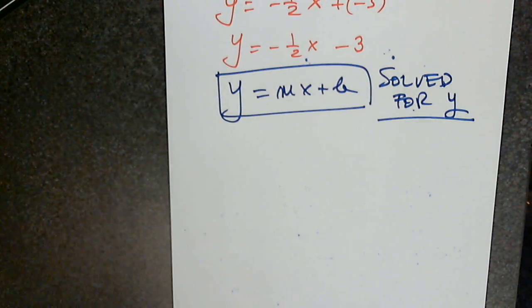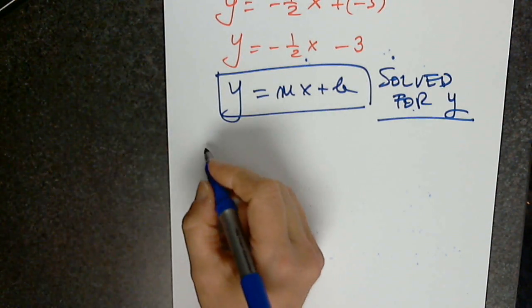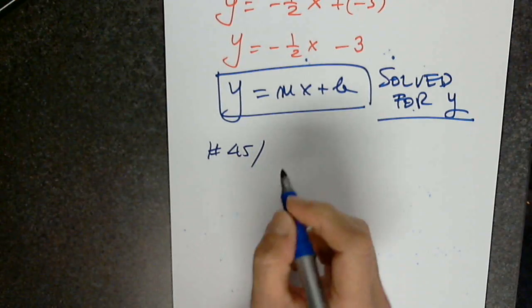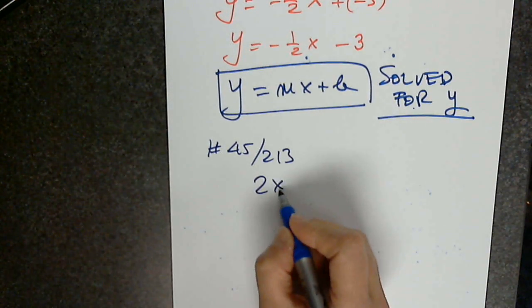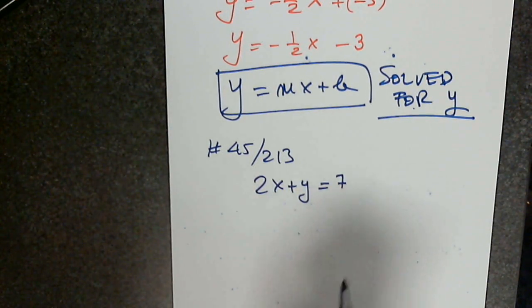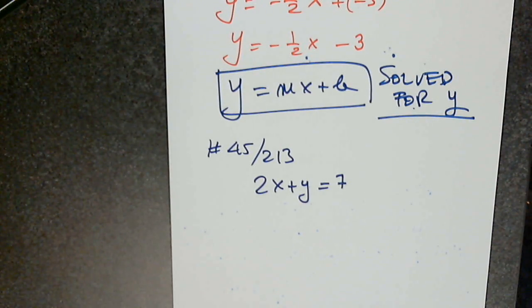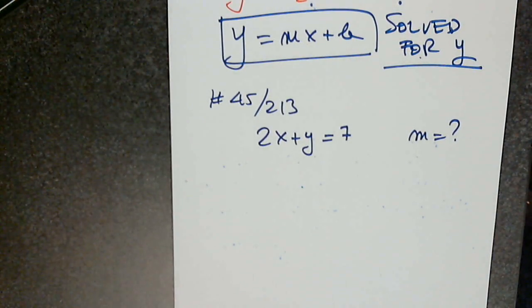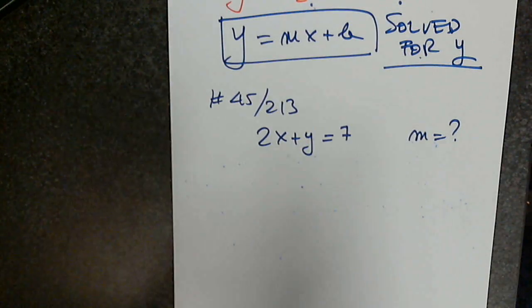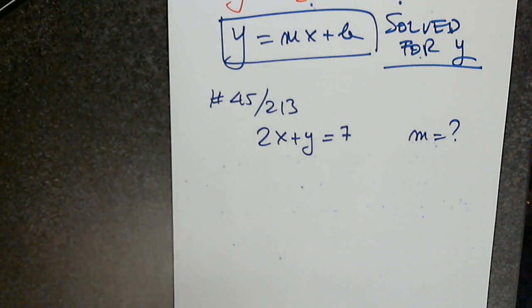So now if I give you the equation, let's say problem 45 on page 213: 2x plus y equals 7. We're given this equation. We are only asked to find the slope. I need to find the slope of this line. What do I have to do first before I try to identify it? Because if I don't do that step, forgive me, I cannot identify correctly the slope.